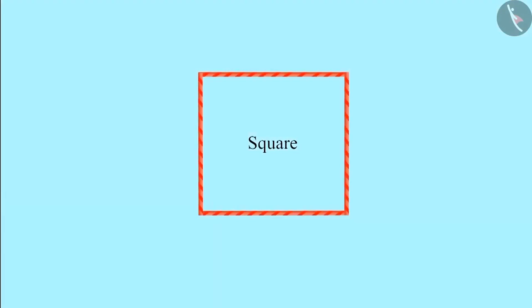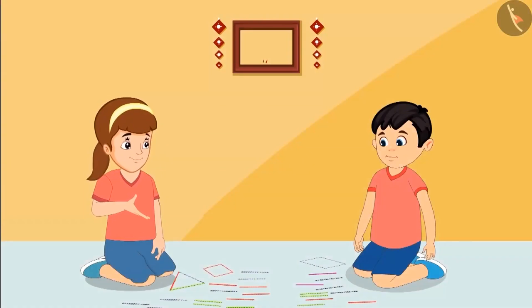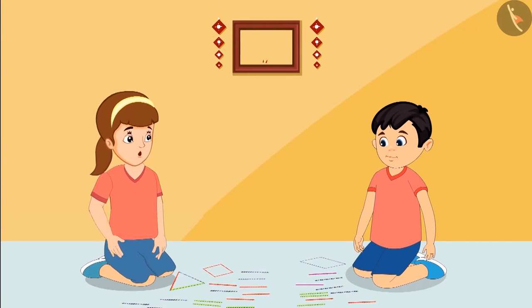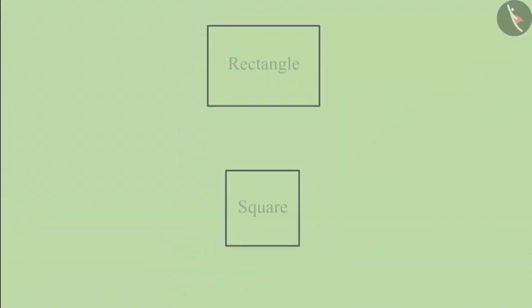Yes, this shape is also made of 4 straws. But the shape is made of 4 lines which are of the same length. So it is called a square. Okay. Fine, Chotu. I have understood. This means that this shape is a square because it is made of 4 equal length straws.